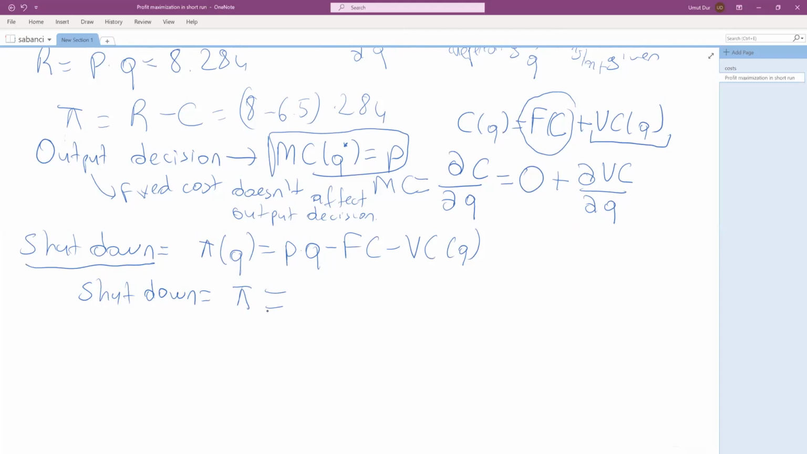It will not be 0. Okay, so you can just think about this shutdown decision as equalizing quantity to 0. Then what is left? It will be, exactly, minus fixed cost minus variable cost, but variable cost when quantity level is 0 is 0. Which means that whenever I have shutdown, I will only have my fixed cost.